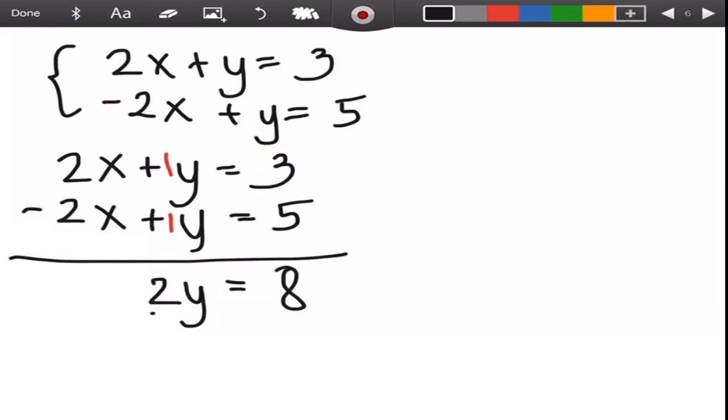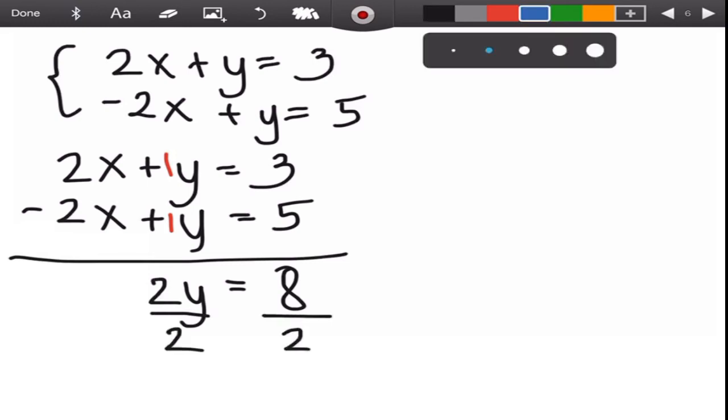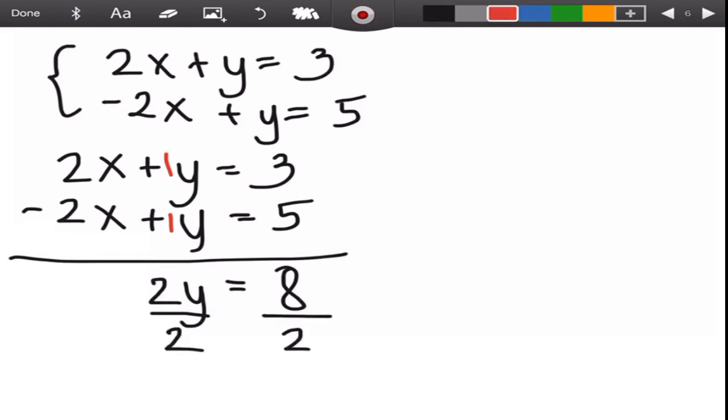Then to get the value of y, we need to divide both sides by 2. So 2 divided by 2 cancels, or it becomes 1. Then copy y. 8 divided by 2 is 4. So the value of y is 4.